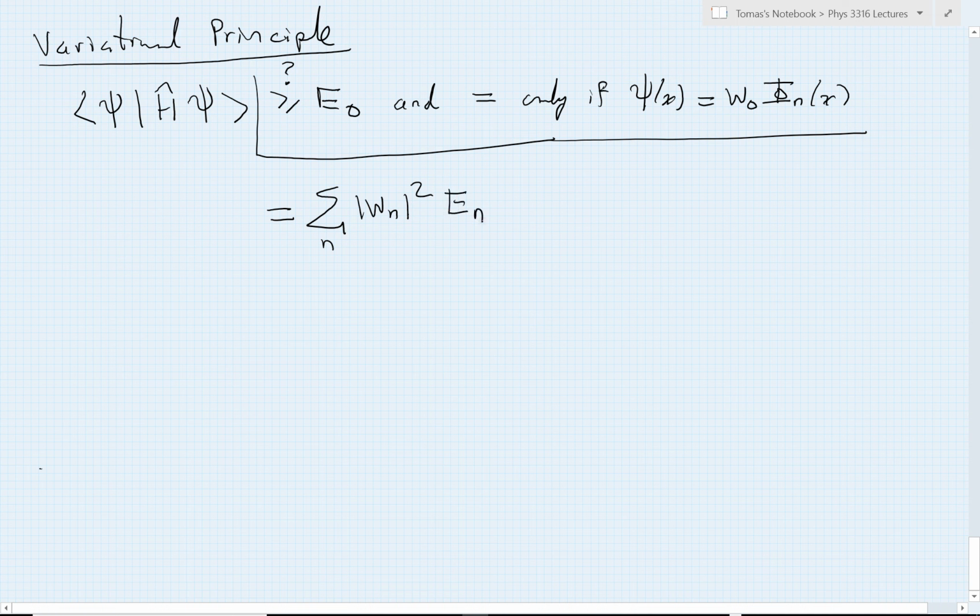And another way to look at this that helps reduce the writing is to recognize that the squares of those weights are nothing other than the probabilities. So I really just have the definition of the average. Next, I want to relate this in an inequality to E naught.